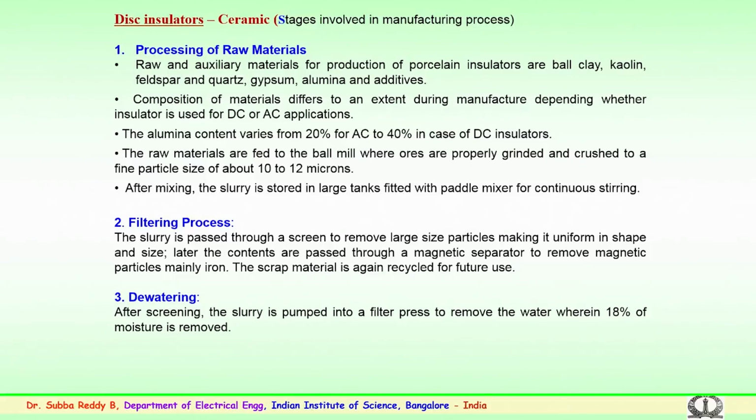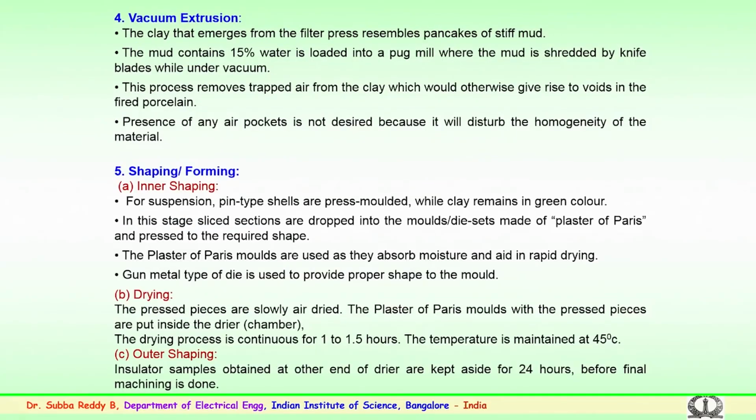This dewatering is done after screening. The slurry which is obtained is pumped into the filter press, where the intention is to remove the water, wherein 18% of the moisture is removed during dewatering. So, from the paste which is formed, 18% of the moisture is removed in the dewatering stage. Further, the clay that emerges after dewatering is passed through the filter press. Similar to pancakes, a stiff mud is obtained.